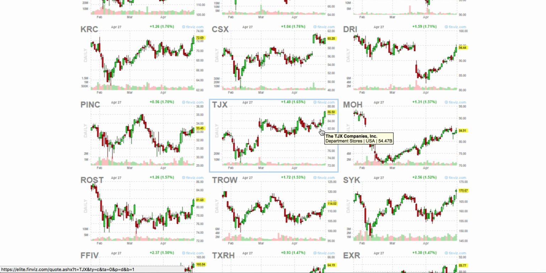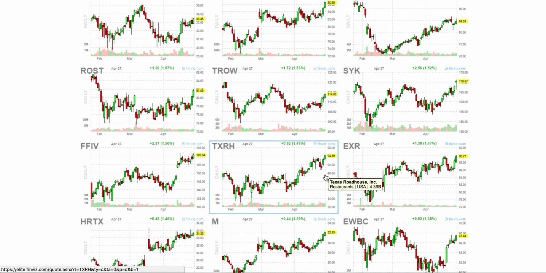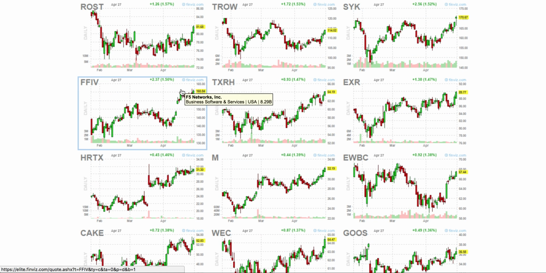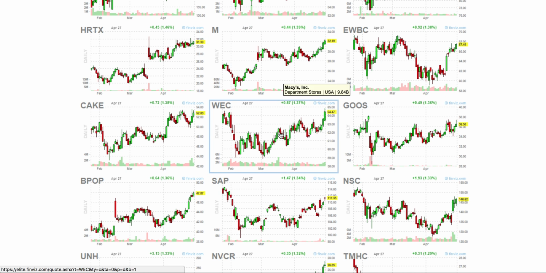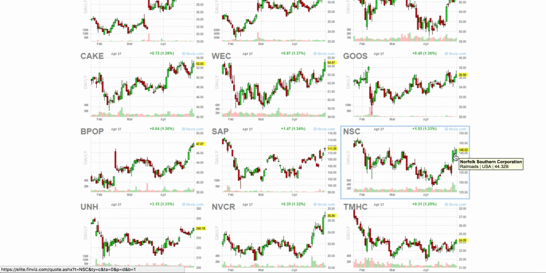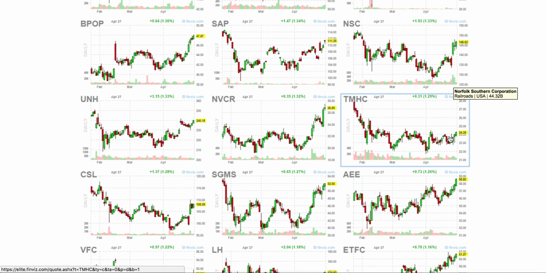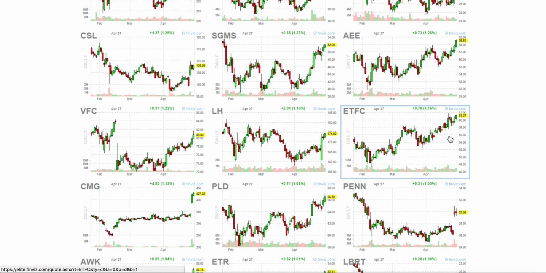TJ Maxx has already made that move over here. F5 looks like a good name to move for a nice follow through towards 165 for tomorrow, which is the Monday. Let's see, NSC looks like a good name to move after a strong move up sideways. It has potential to go higher. So you can see what kind of stocks I'm looking at.